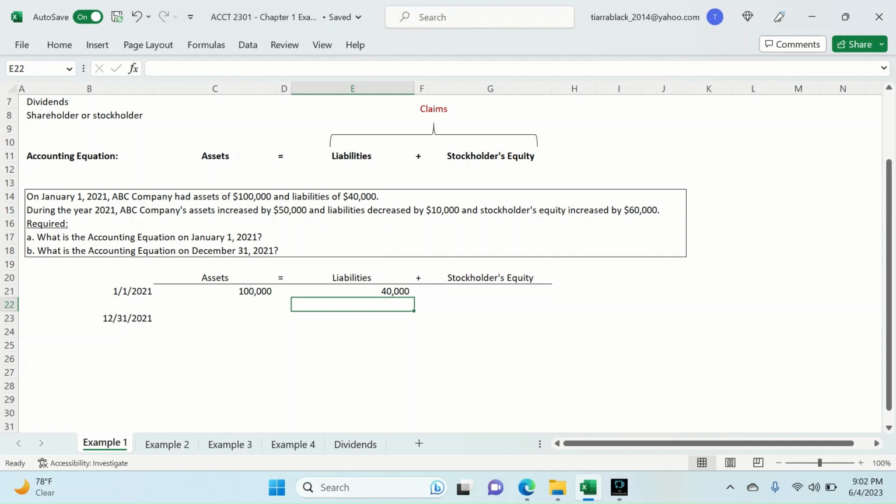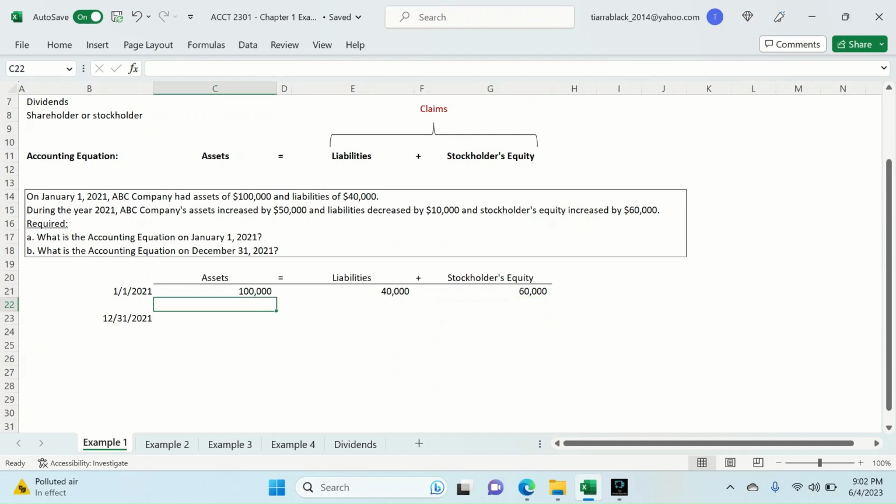If we know that assets are equal to liabilities plus stockholders' equity, then we can fill in the blank for stockholders' equity. Right now we have $100,000 of assets on the left side of the equation and $40,000 of liabilities on the right side of the equation. So there is an imbalance. In order to make this balance, we need to say that we have $60,000 of stockholders' equity. Now we have $100,000 in assets, which is equal to $40,000 in liabilities and $60,000 of stockholders' equity. So our accounting equation is in balance.